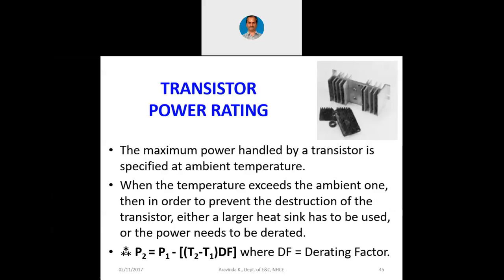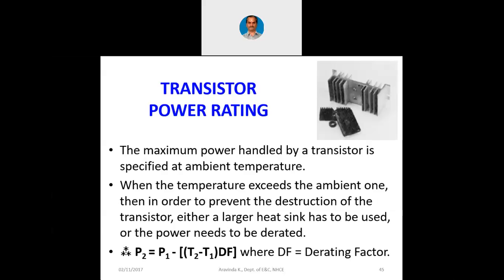So, let us say we have a transistor which has a 2 watts maximum power rating that is specified at 27 degrees centigrade for the Indian conditions. Now, I have to use this transistor in a circuit where the maximum power PQ of this transistor has to be only 1 watt.